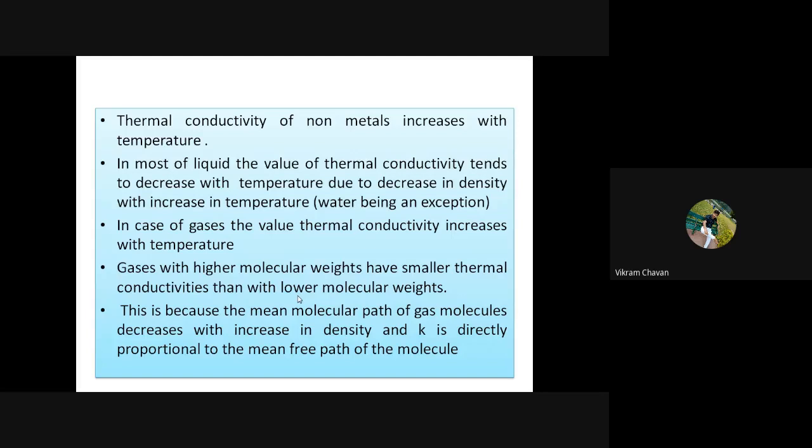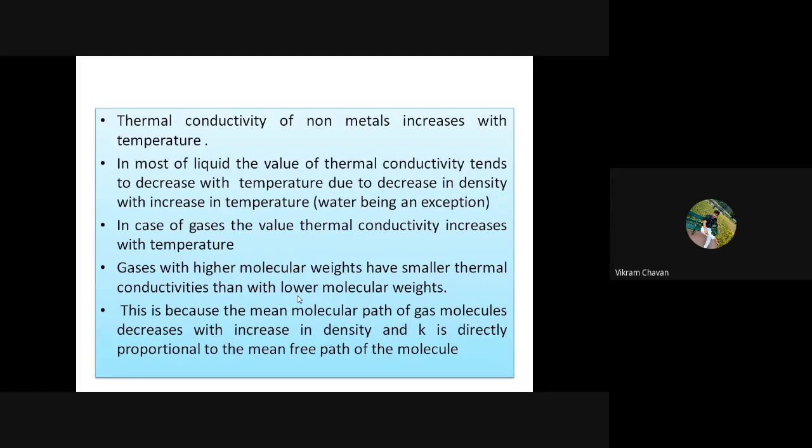At the molecular level, density decrease means what? The distance between two molecules increases. That is nothing but density decrease. And we know that if the molecules are closer, in that case the heat transfer will happen faster than with molecules far away from each other.